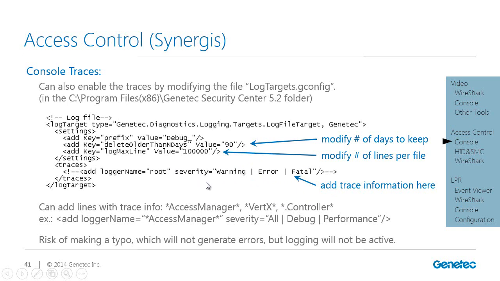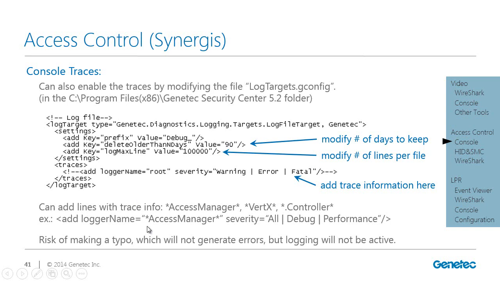So you can see by the example what we need to set up for the access manager trace here. We need to add this line under the traces. Now the main problem here is that there really is a risk of making a typo or a mistake in here, and in that case you're not going to get any kind of errors or warnings. It's just not going to activate the logging.